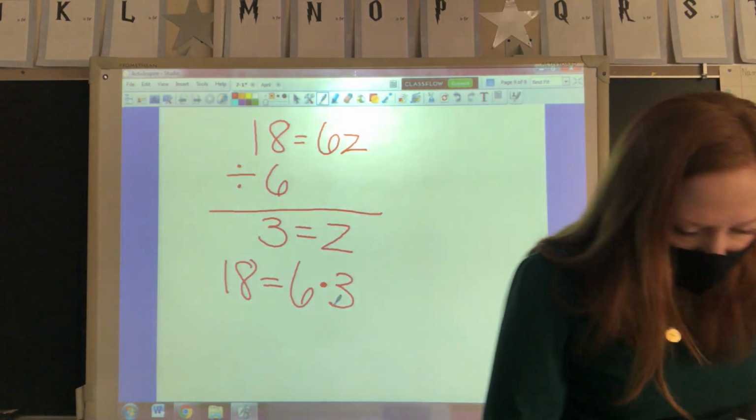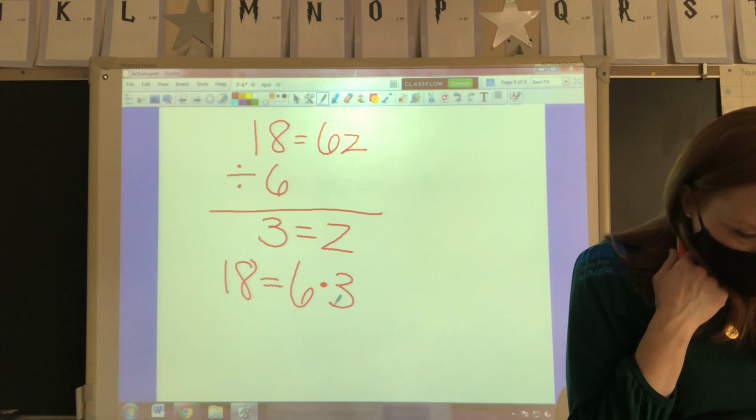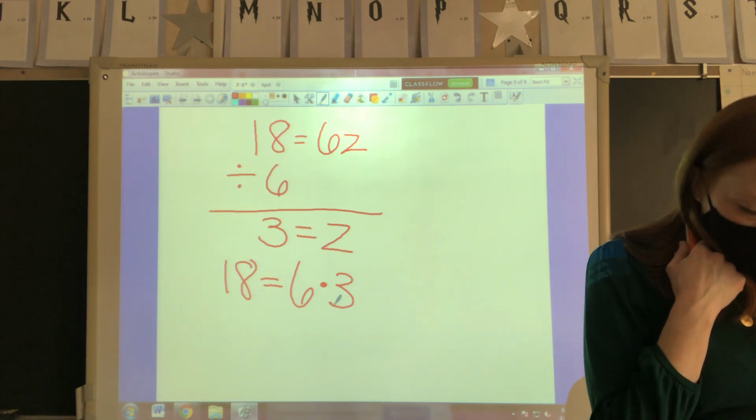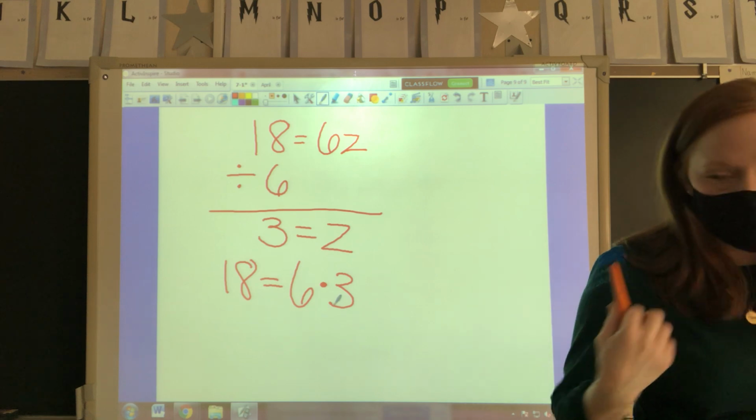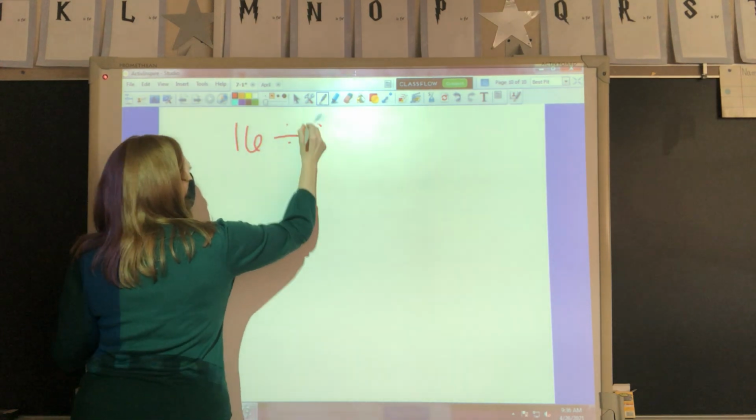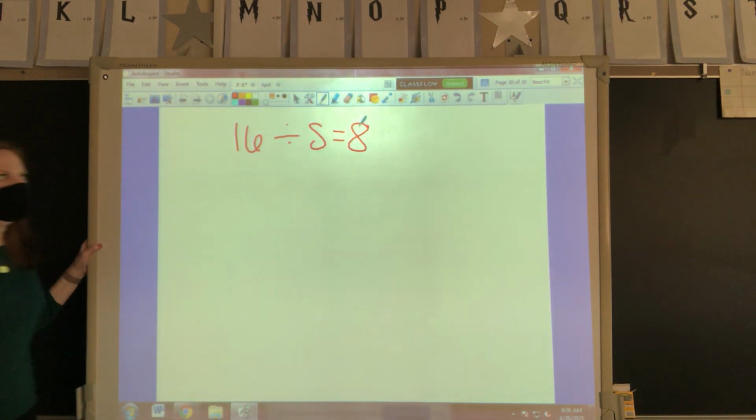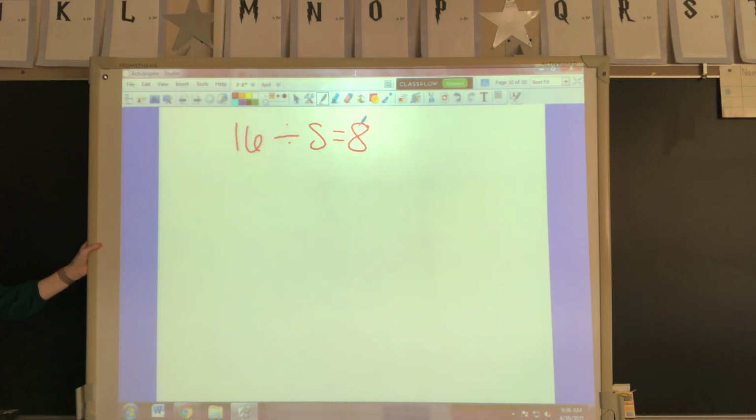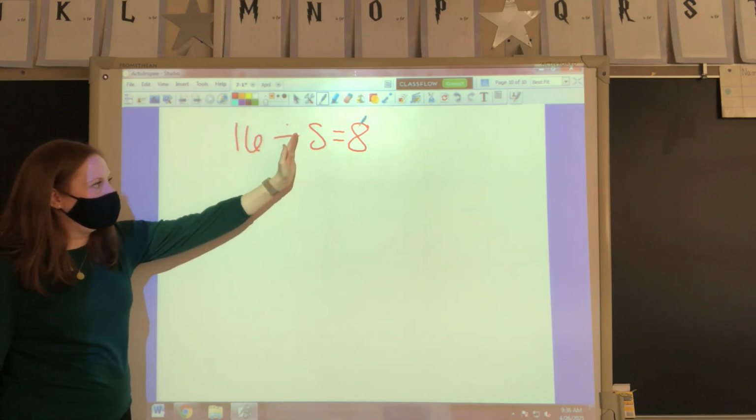All right, and then let's take a look at 5. So example 5. 16 divided by S equals 8. All right, so 16 divided by S equals 8. Again, just like subtraction, same with division. When the subtraction or division sign comes after the number, not before, you're not doing the opposite, you're doing the same. So we're going to do 16 divided by 8.